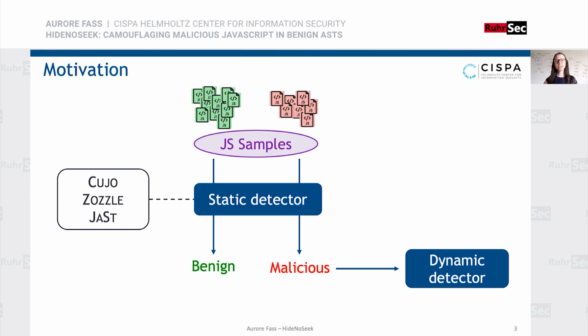Attack-wise, one system has already been proposed to break Zozo, but it tries to manipulate samples to specifically evade Zozo's detection. So here, with HideNoSeek, we go one step further and propose a generic attack to virtually bypass all of them. How do we do that? Well, we want to prevent the dynamic analysis of samples likely to be malicious. So the idea is to trick the detectors into classifying everything as benign.